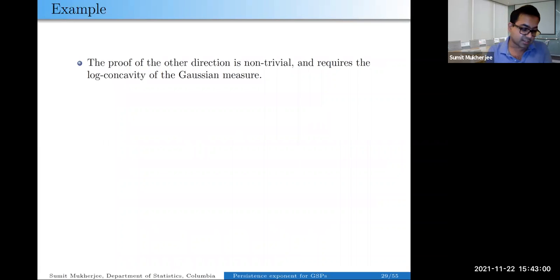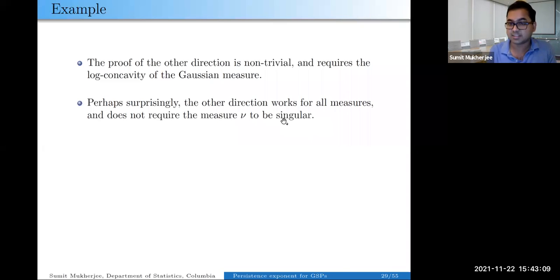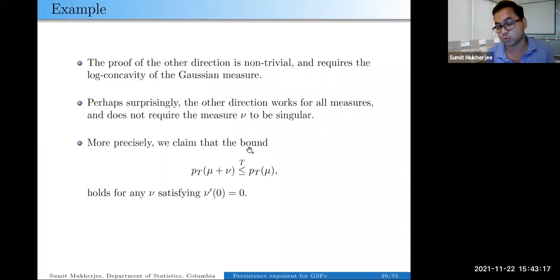The other direction is actually not that direct, and this is the non-trivial part, and it requires a log concavity of the Gaussian measure. And this other direction works for all measures and does not require nu to be singular. It does require nu to not have a mass near 0, though. That's important. So more precisely, this is what we claim, that the persistence of mu plus nu is less than or equal to the persistence of mu, when you allow for small errors, for any nu with nu prime 0 equal to 0.